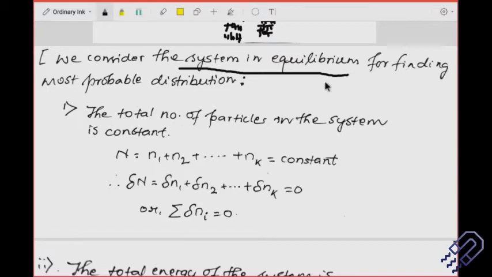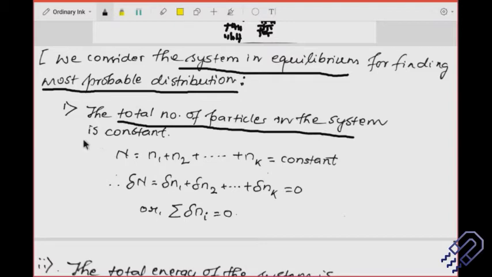When we want to find out the most probable velocity, if you have some gas enclosed within a system, you basically consider it to be a stable system, a system which is in equilibrium. There are certain conditions for a system to be in equilibrium. These are some of the points we should always remember. The first point is, the total number of particles in the system is constant. Whenever we are doing statistical mechanics from now onwards, we are going to look into it from this point of view. So this will remain constant.